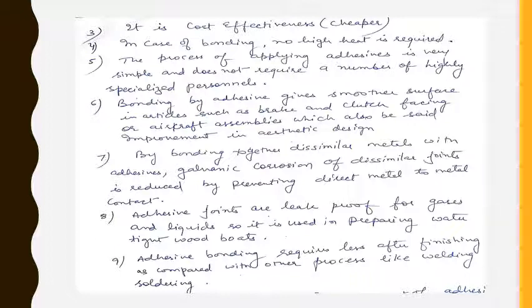By bonding dissimilar metals together with the adhesive, galvanic corrosion of the dissimilar joint is reduced by preventing direct metal to metal contact. Sometimes two metals joined together form an electrochemical cell, which is also called a galvanic cell. So there, to prevent the corrosion, we can use the adhesive. Adhesive joints are leak proof for gases and liquids, so they are used in preparing watertight wood boards. It acts as a seal there for gases and liquids.